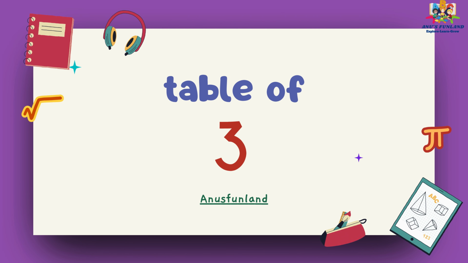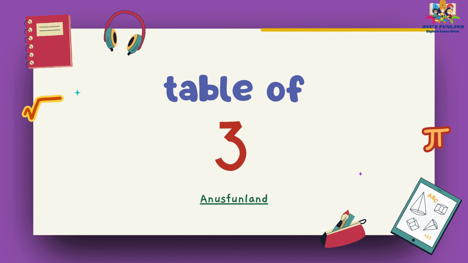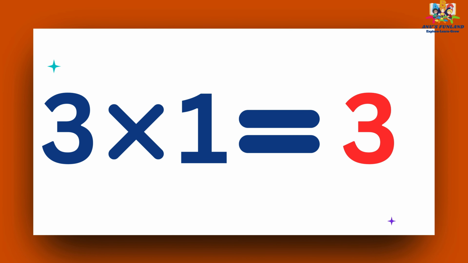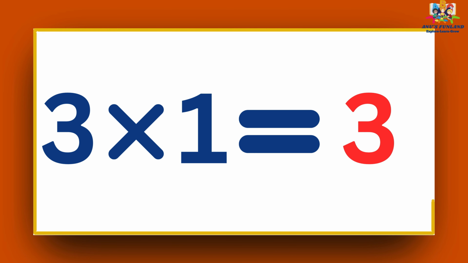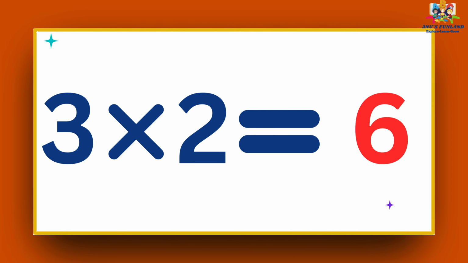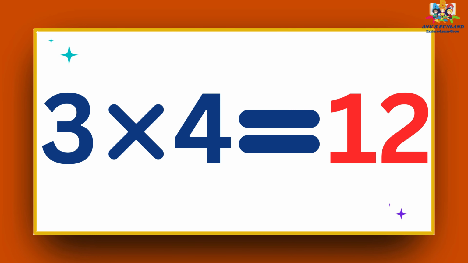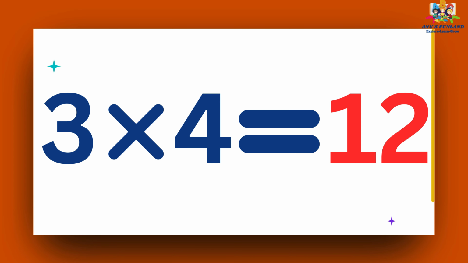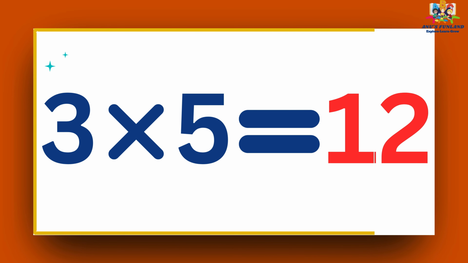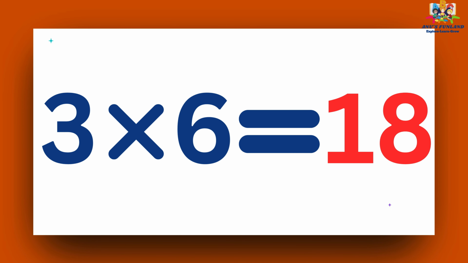Now we will learn table of 3. 3 ones are 3. 3 twos are 6. 3 threes are 9. 3 fours are 12. 3 fives are 15. 3 sixes are 18.